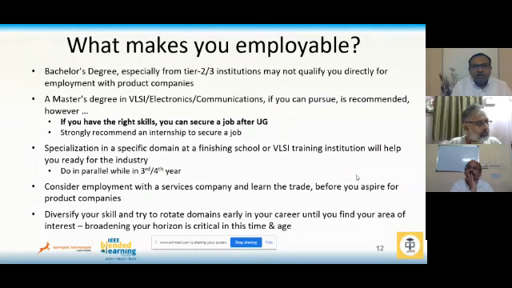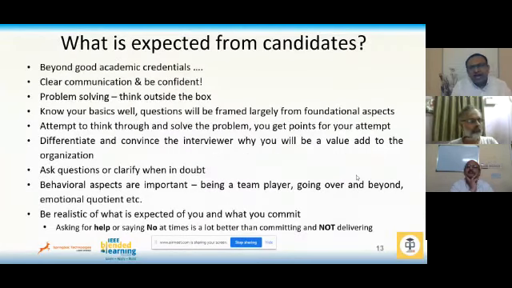So these are my tips on employability and what is expected from candidates, right? Beyond good academic credentials, which is very important, by the way, clear communication, and you should be very confident, right? Be confident, communicate very clearly, have the ability to think outside the box. Problem solving is an important area, right? And that's going to differentiate you. Anything that you can do to differentiate yourself is something that I would ask each and every engineer to pursue.